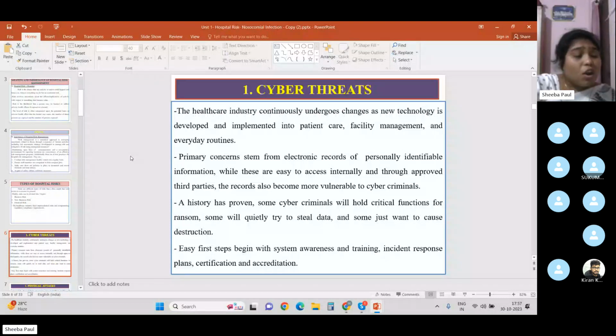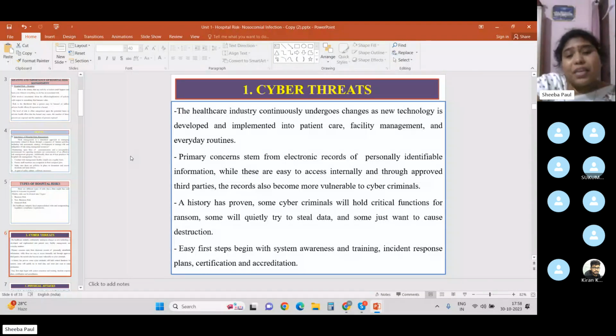And also, whenever the records are availed by third parties, they become vulnerable, and they can be misutilized for many other purposes, which should not happen. History has proven that some cyber criminals will hold critical functions for ransom, some will quietly try to steal data, and some just want to cause destruction. Why do cyber criminals do such things? Sometimes they want to get some kind of financial gain from the organization, or they might hold a grudge against that particular organization, or just for fun some people steal data and try to put the organization into trouble.